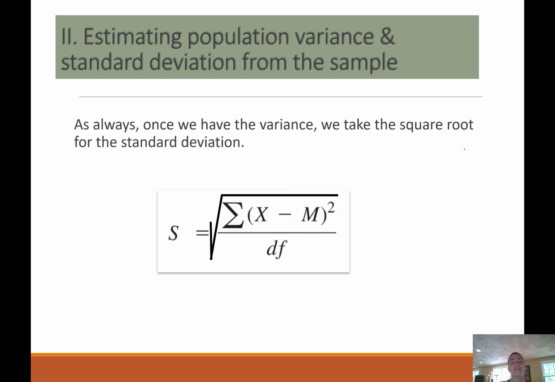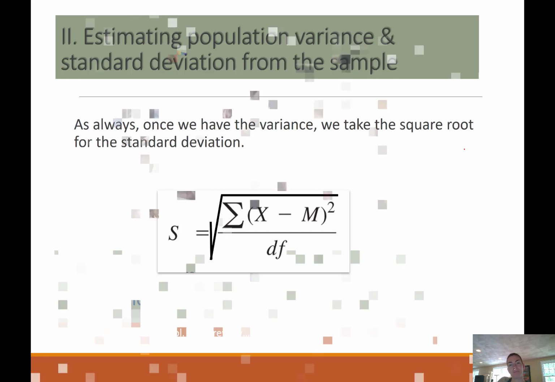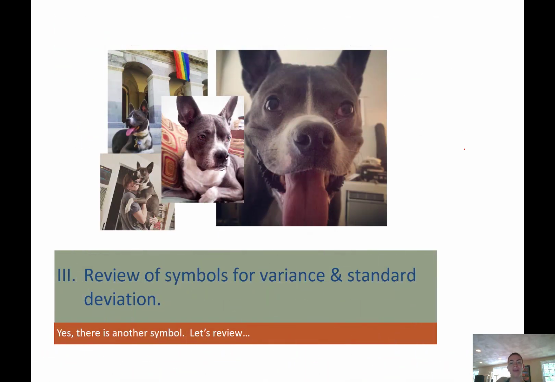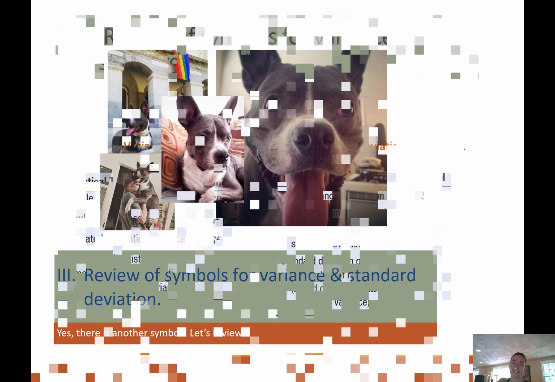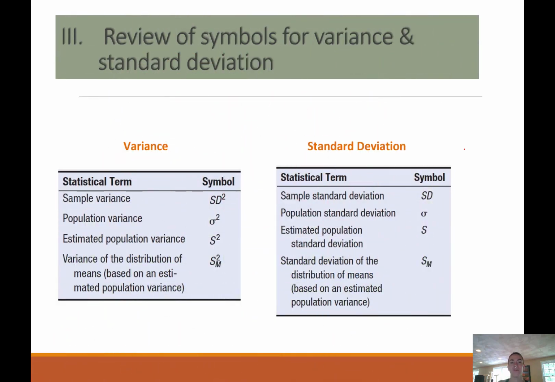So the standard deviation of the population is S, and that will be equal to the square root of the sum of squared deviations over degrees of freedom. Okay, so let's review. That's a whole bunch of symbols, maybe shake it off, get up and stretch or something. And I'm going to review these symbols. Symbols for variance you can see on the left side of your screen, and symbols for standard deviation that we've been introduced to so far on the right side of your screen.